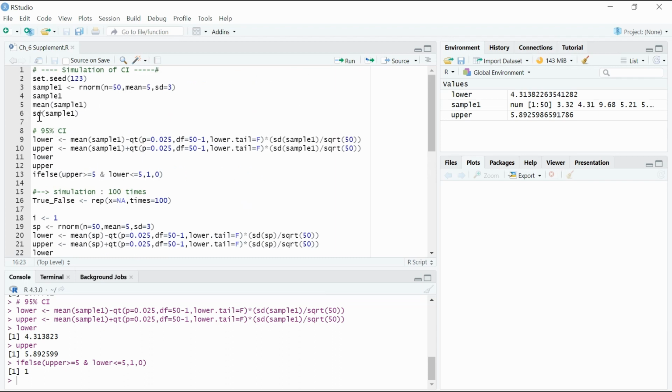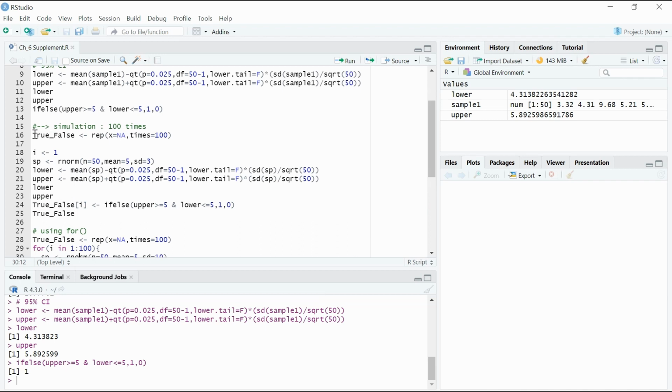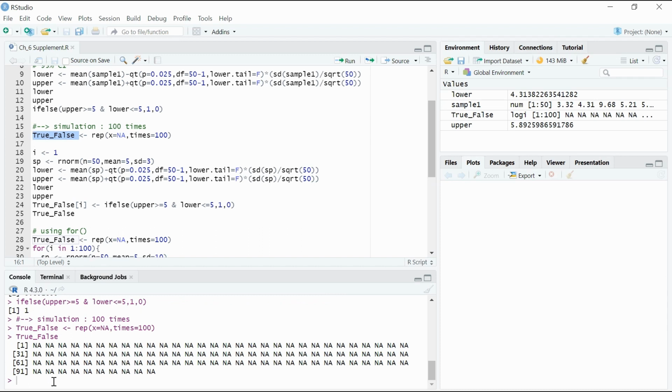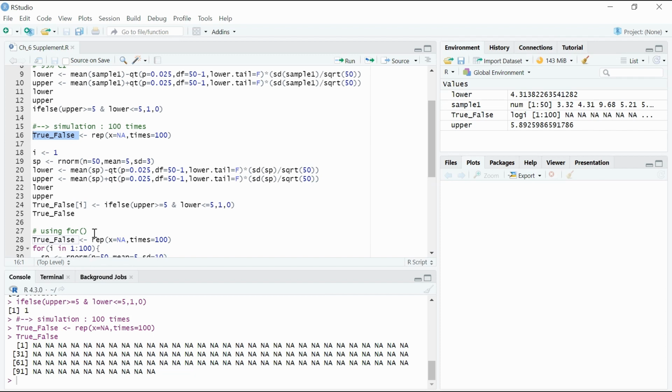And then because we are going to check and repeat the same experiment many times, we can use the for loop here. So this is the function. This is the repetition function for giving us an empty vector full of NA values, 100 times. If we check the true false variable, you can see that it has 100 NA values within the empty vector.